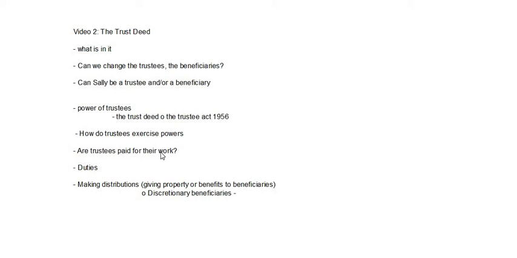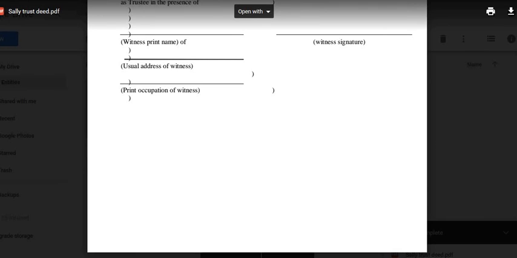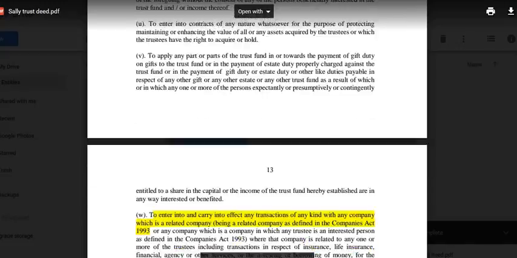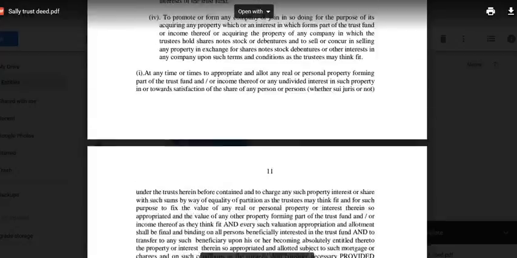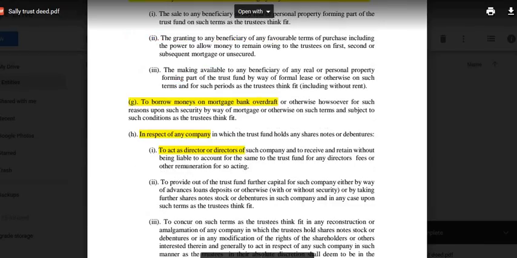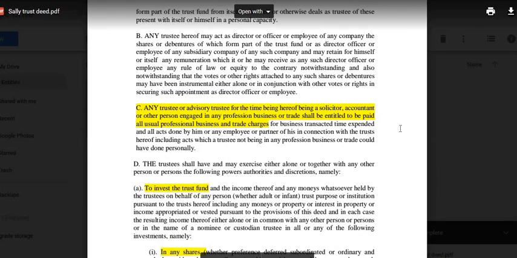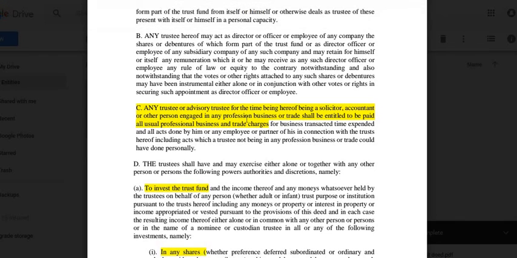Are trustees paid for their work? Now, in that deed, there is a provision in there saying that trustees who are professional can be paid for their work. Going through here, so any trustee or advisory trustee being a solicitor, accountant, or a person in a profession shall be entitled to be paid for their actions, but no one else is entitled to be paid.